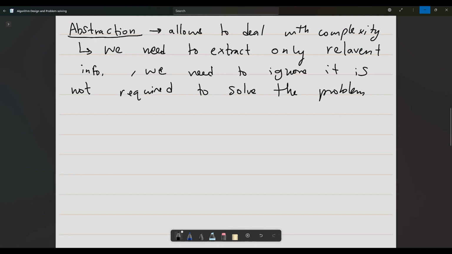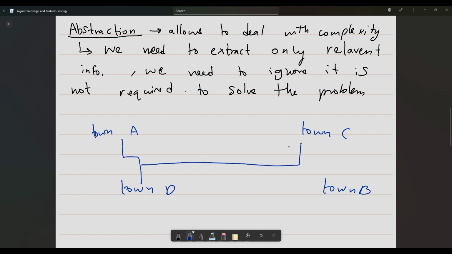For example, let's say you have a roadmap or a train map. You want to go from town A to town B. Let's say there's town C as well and town D, and you have a railway line between these towns. It goes like this, like that, and also like that. This is a random railway line.